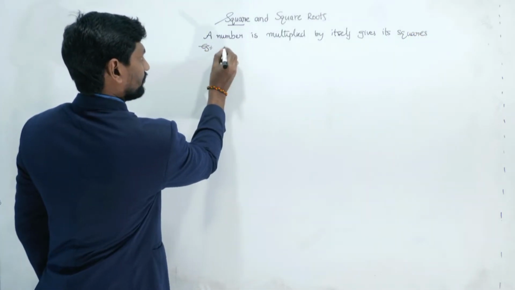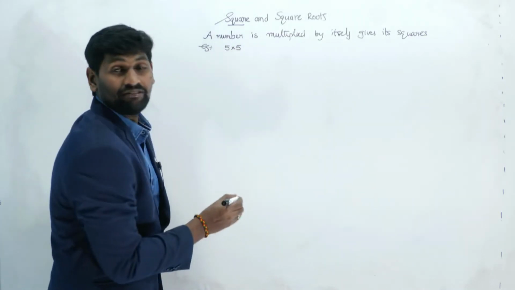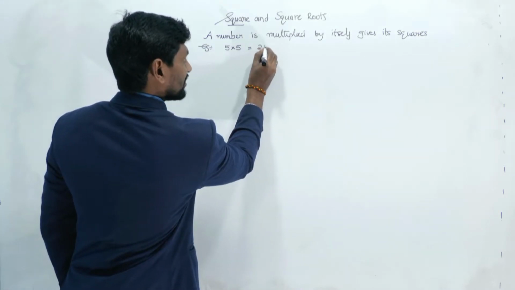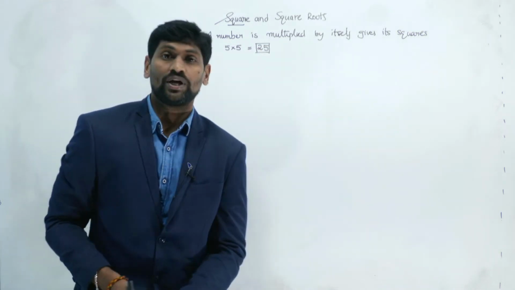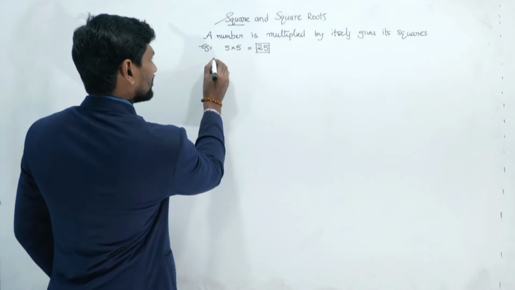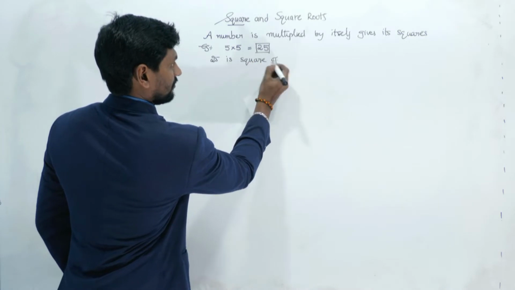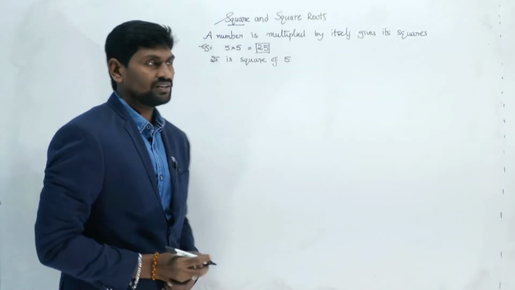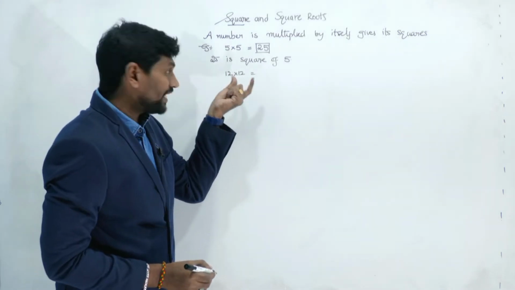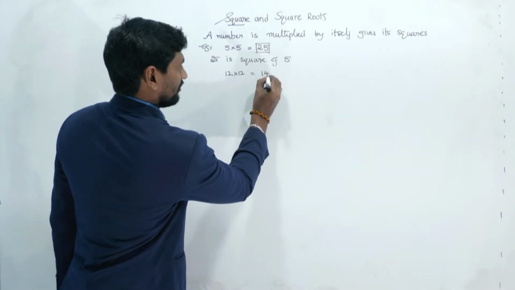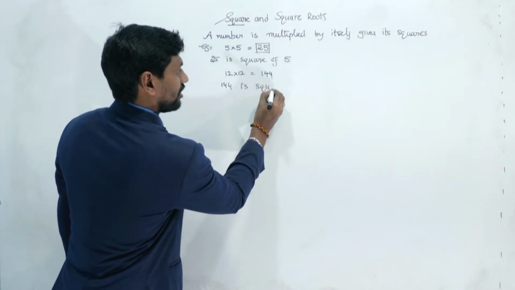For example, I am taking 5. 5 is multiplied by itself. That means 5 into 5. So 5 into 5 is 25. Therefore we can say that 25 is the square of number 5. Same like that, 12 into 12. 12 is multiplied by itself. 12 12s are 144. So that means 144 is the square of 12.